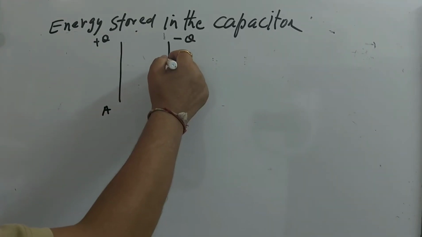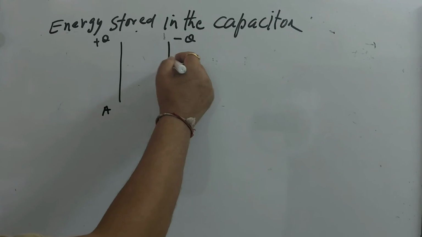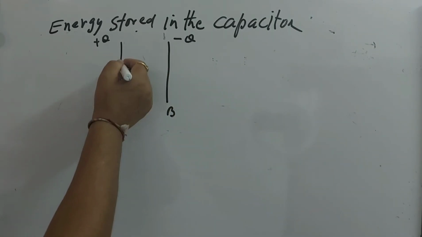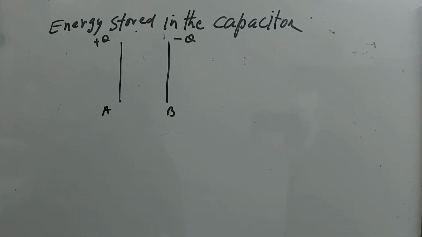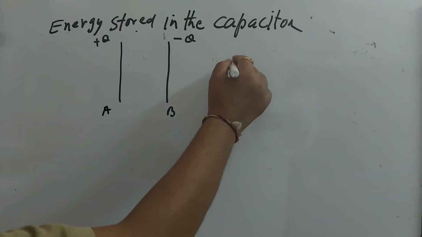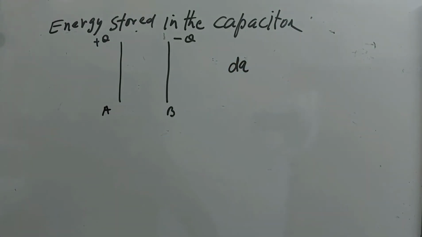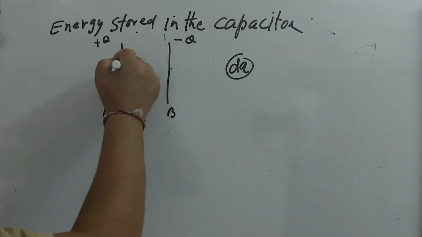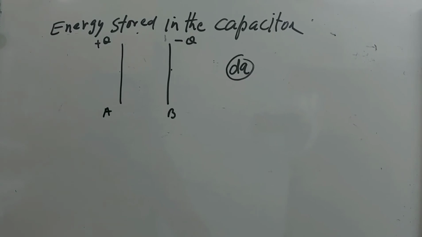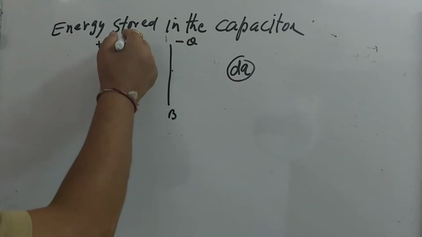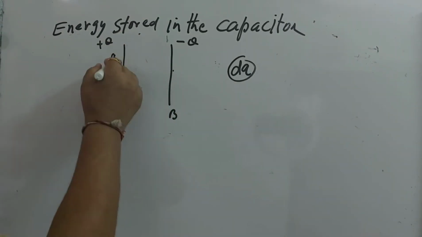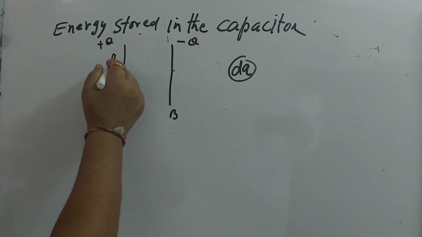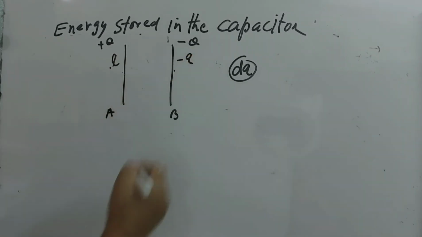We are taking positive charge from this plate and putting it onto this plate, and this is done in very small installments dq. In each installment we send a small charge dq from this plate to this plate. Now at some instant, suppose the charge q has been transferred, so this plate has plus q charge and this has minus q charge.